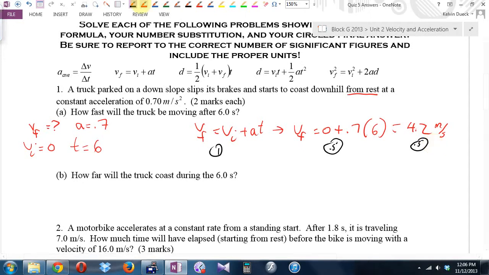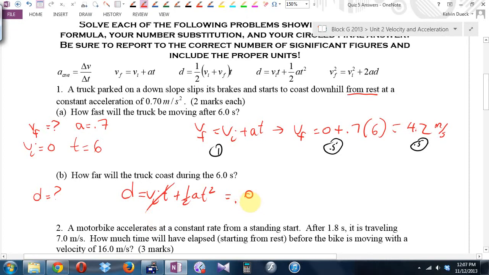How far? Hey, that sounds like they want a... I'm going to try and find D, and I'll try, if I can, Hale, and if it's not too much trouble, I'll try and avoid using V final, even though I'm 99% sure I did that right. If I can use data that they gave me, that's called being a good test writer, and there is. I could use this one, but then I'm using V final, which they gave me. Well, I could. It's going to be, oh. Why can't I do that? Because VI is 0. Oh, that's kind of cool.